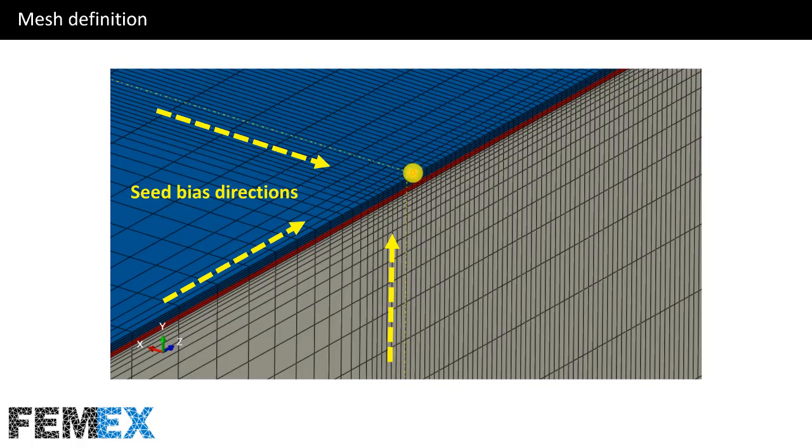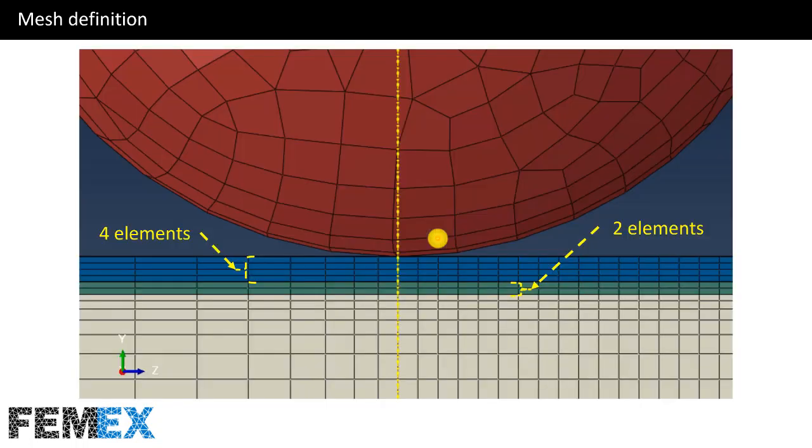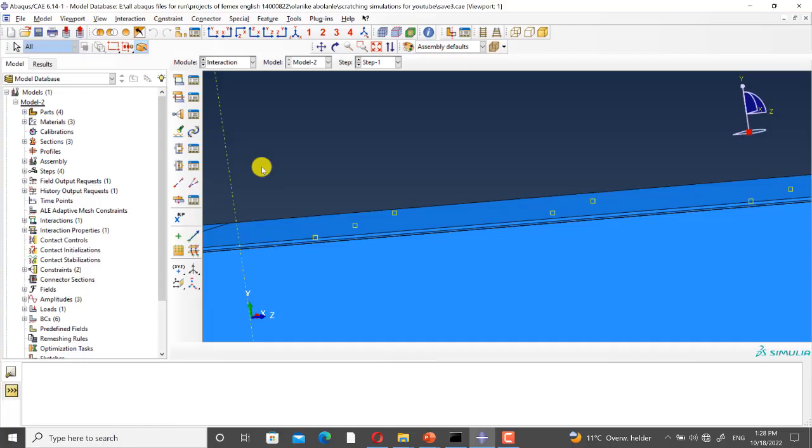This is the top layer, this is the base layer, and this is the PMMA. I have defined 4 elements along the top layer thickness and 2 elements along the base layer thickness to maintain the accuracy of the calculations along the thickness. Now I want to go to Abaqus to show you these settings.